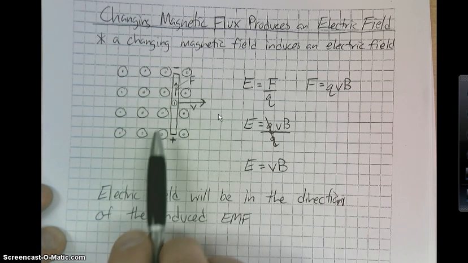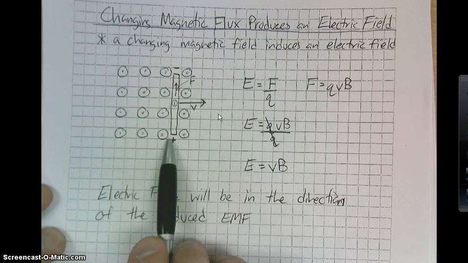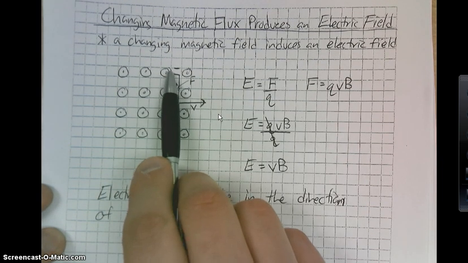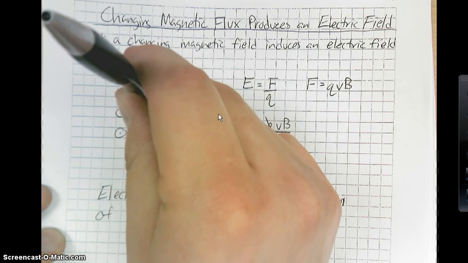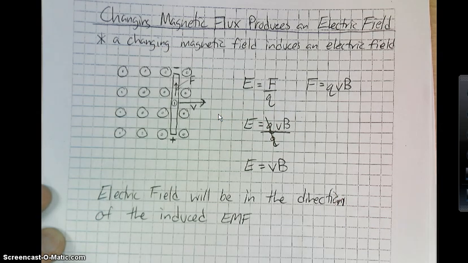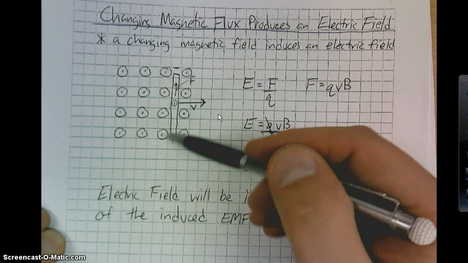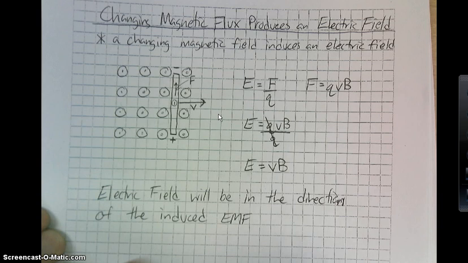Keep in mind too that this electric field will always be perpendicular to the magnetic field. Also, the electric field is in the same direction as the induced EMF, from positive to negative, conventional.